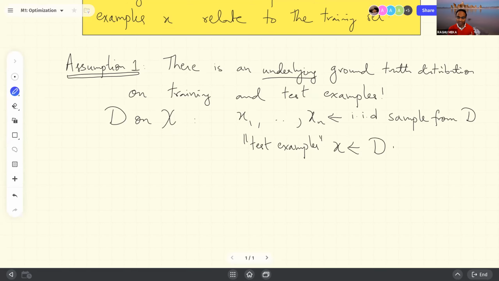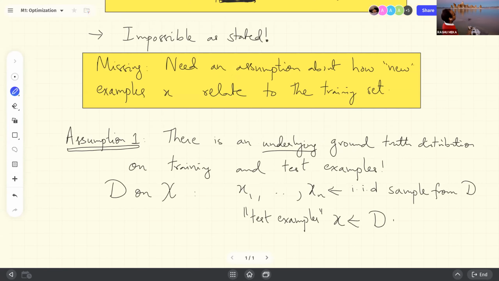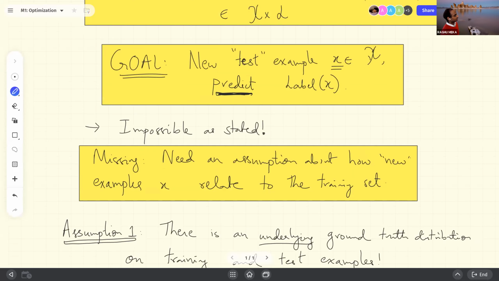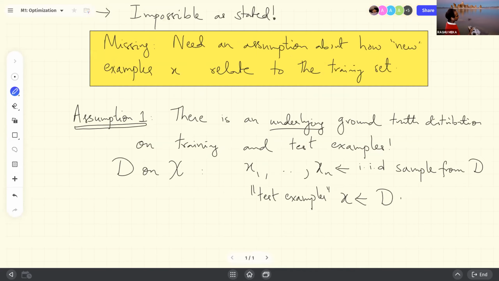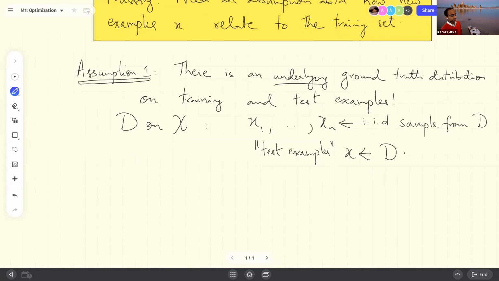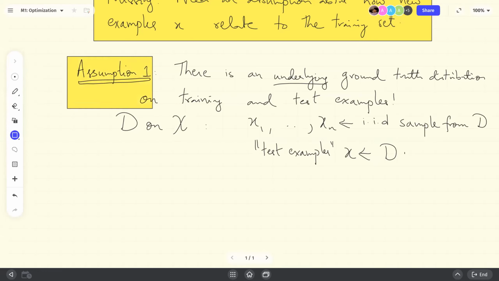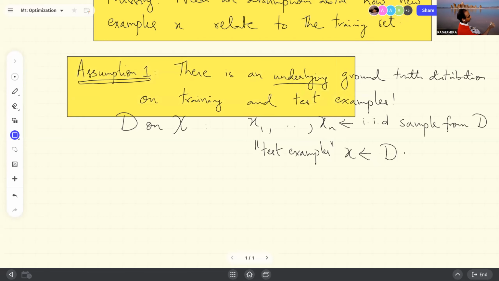So with this assumption, it almost makes sense to ask for this holy goal of ours, which is to, given a new example, predict the label. But is this sufficient? If I tell you there is some underlying distribution, is this by itself enough for me to go back and solve the computational problem? What do you think? Yeah, go ahead.